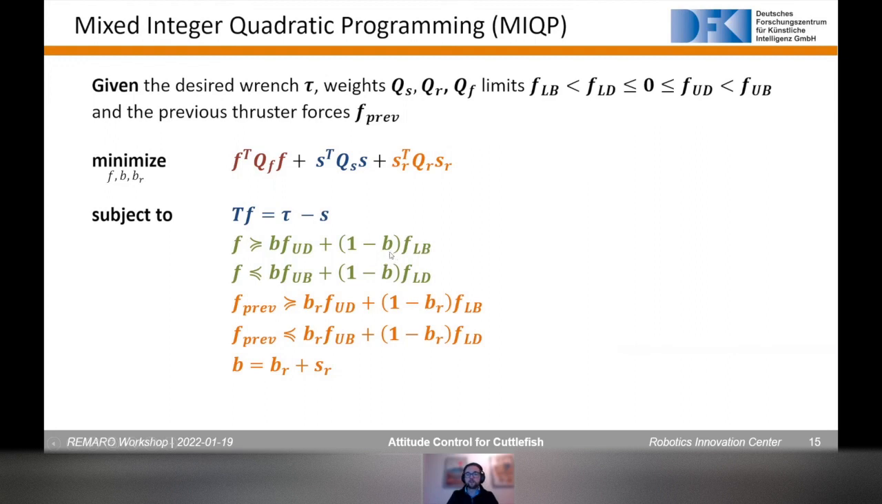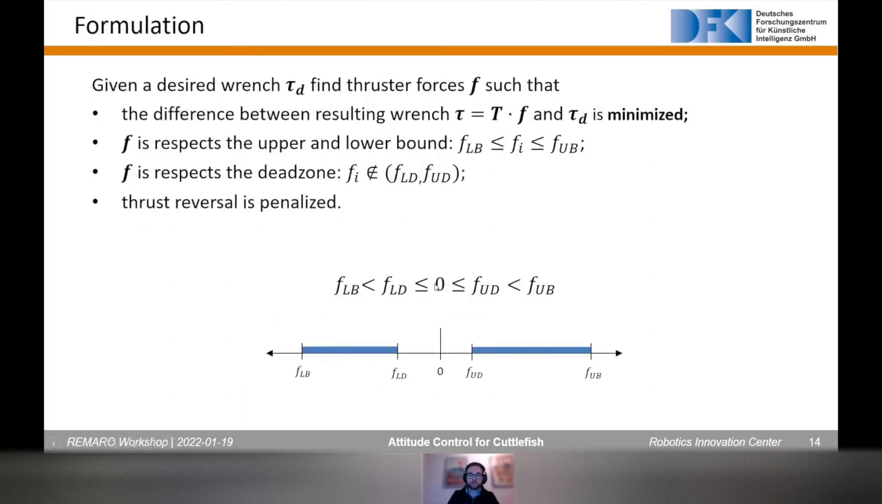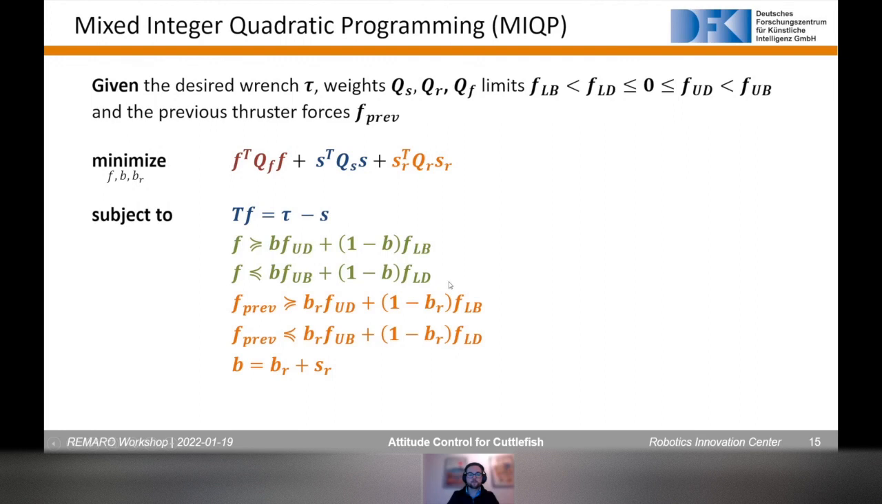That is when b is 1. And when b is 0, then this equation means that we need to be between the lower bound and the lower dead zone. That, of course, refers to this set here. So we can decide whether we want to be in the one set or the other. B is a vector here, so this is individual for each of the thrusters.